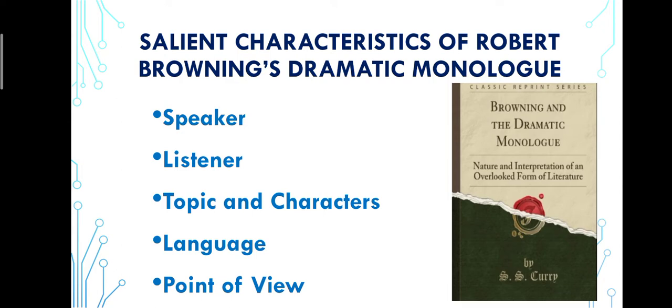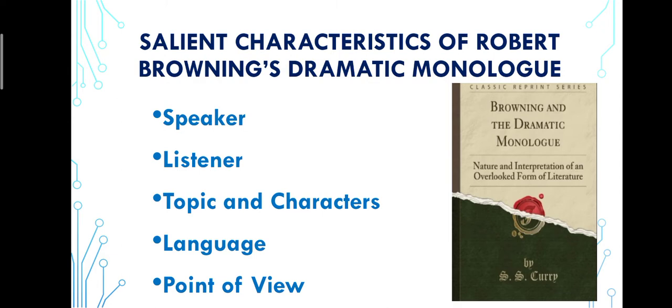Then comes the topic or subject matter of Browning's dramatic monologue. This is another feature of his dramatic monologue. Usually they are based on art, religion, love, philosophy, adultery, life, death, morality, etc. The topics of Browning's poems are concerned with the opposing ideologies of Victorian times like faith and doubt, religion and science, good and evil, etc.